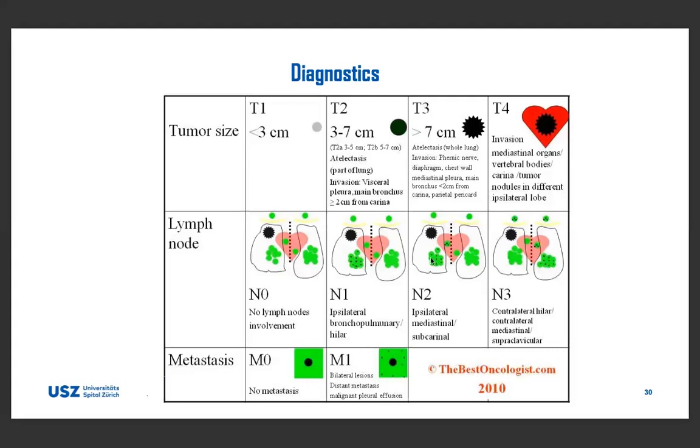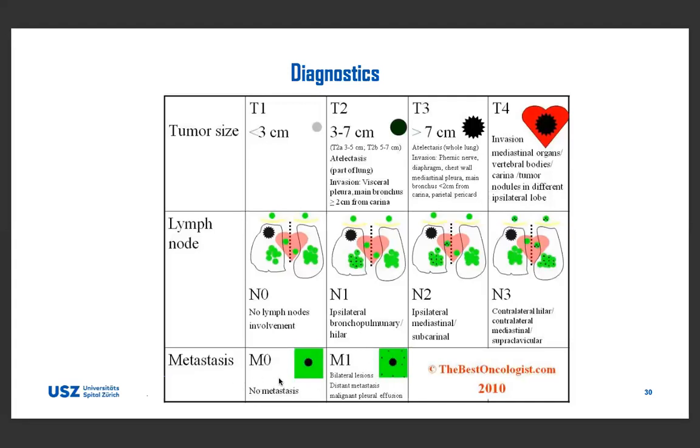N2 would be the tumors on the right side, lymph nodes are also there, but we have a lymph node that's very central. If this one is affected, then it's N2, and N3 means lung cancer on the right side, and the metastases in the lymph nodes are on the left side, on the other side. So it means both sides of the lung are affected, then it's automatically N3.